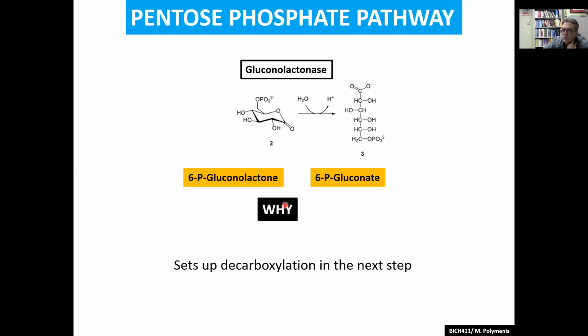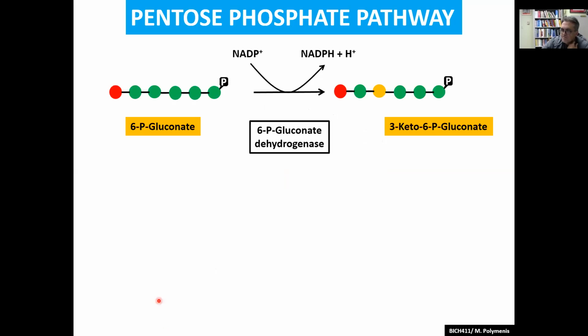Now, why do we do this? Why do we go from the gluconolactone to the gluconate? It's necessary to set up the next reactions. Okay, so it's something that has to happen for the chemistry that follows. So what follows is this. We have the 6-phosphogluconate. So it's all opened up now, the sugar.